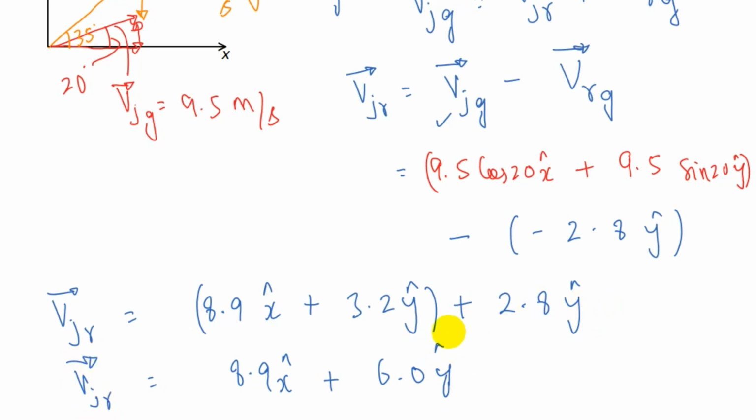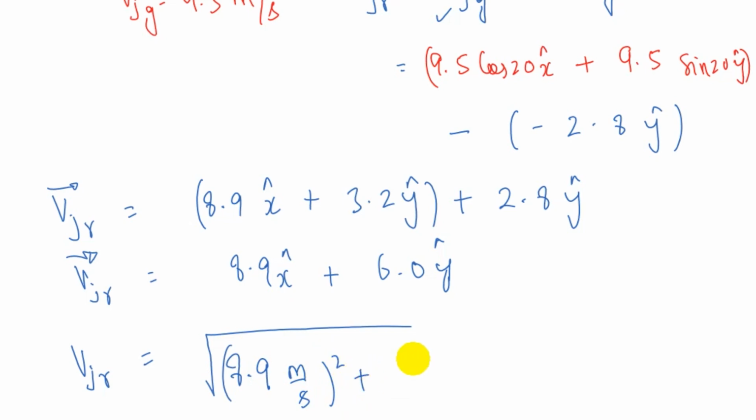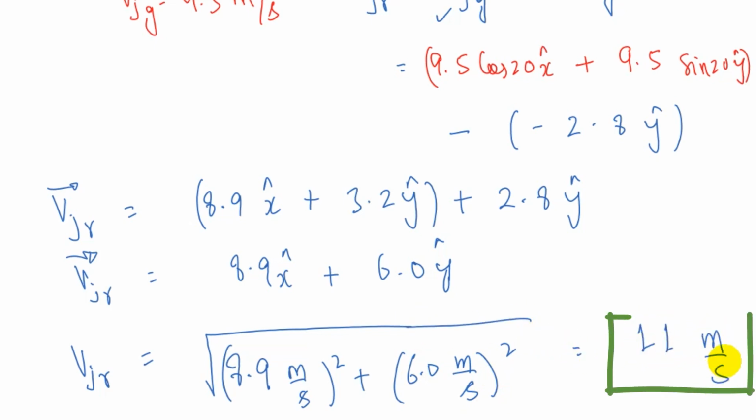So basically we have to find the magnitude of this velocity vector. This is the speed of the jet ski relative to the river. This would be equal to the square root of (8.9 meters per second) squared plus (6.0 meters per second) squared, and on solving this we get our answer, nearly 11 meters per second. So this would be the speed of the jet ski relative to the river.